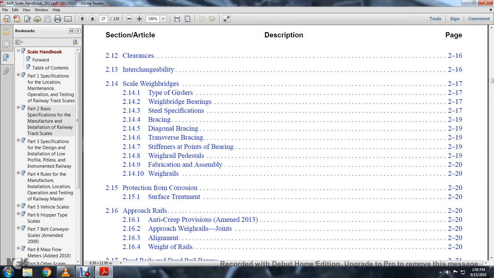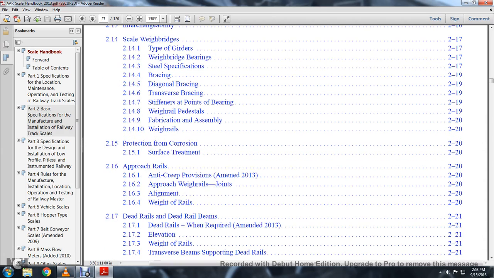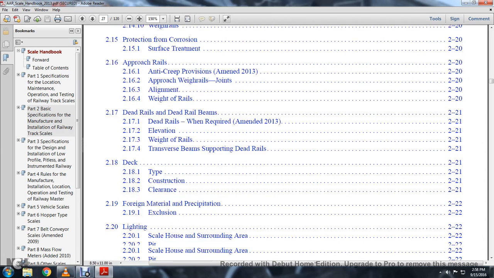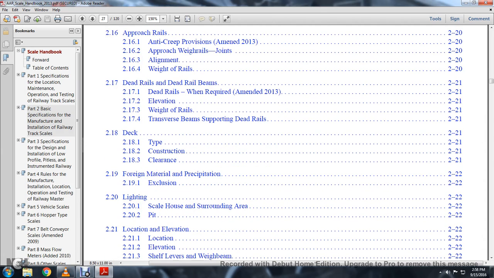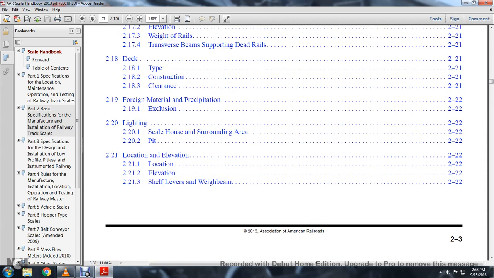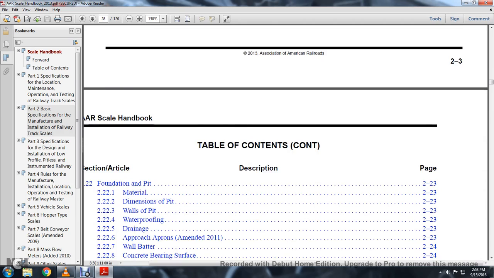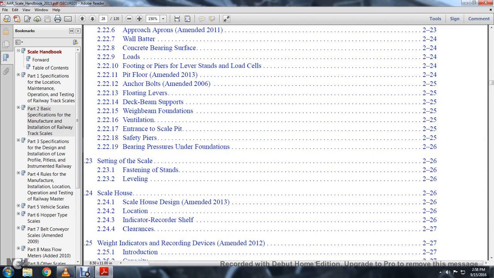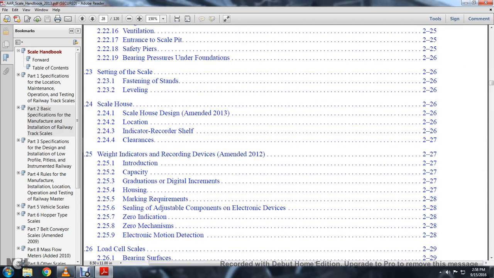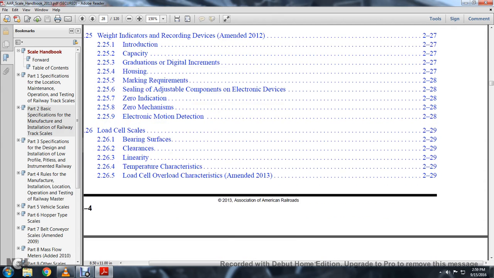2.12 clearance, interchangeable scale weighbridges, protection from corrosion, approaching rails, dead rail, beams, deck, foreign material, precipitation, lighting, location or elevation, foundation pit, setting of the scale house, weighing indicator, recorder devices, load cell scales.